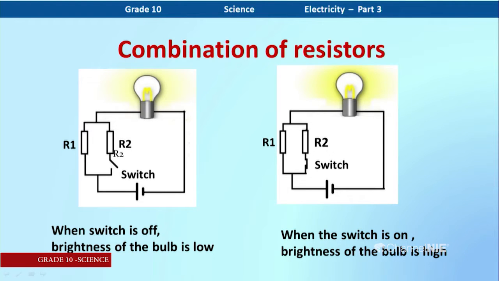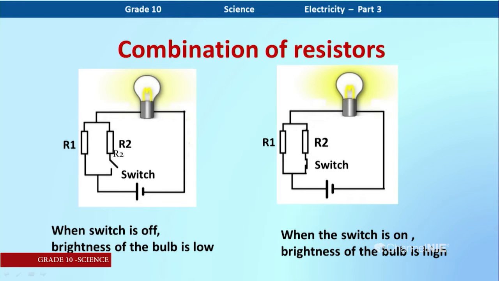When the switch is on, current flows through both resistors R1 and R2. What has happened to the brightness? The brightness has increased. Brightness of the bulb has increased. Why, children? Don't you have a problem here? When the two resistors are connected and when the current flows through both resistors, how can the brightness of the bulb increases?